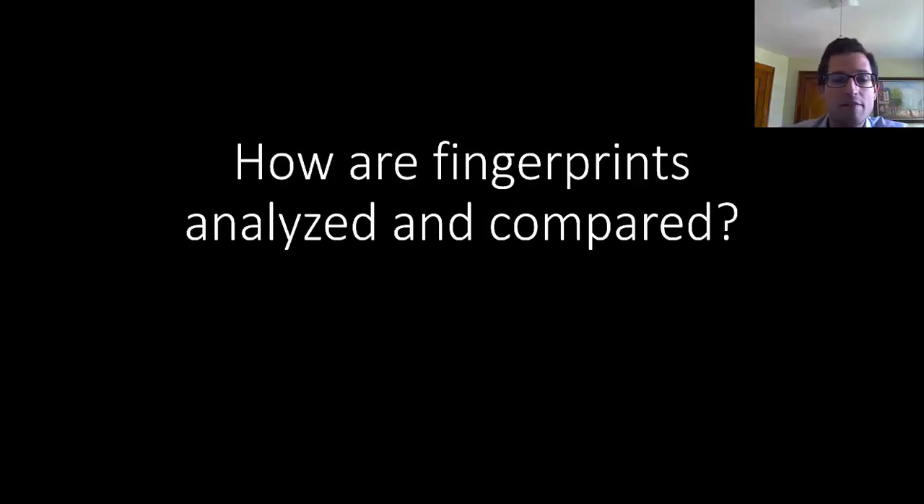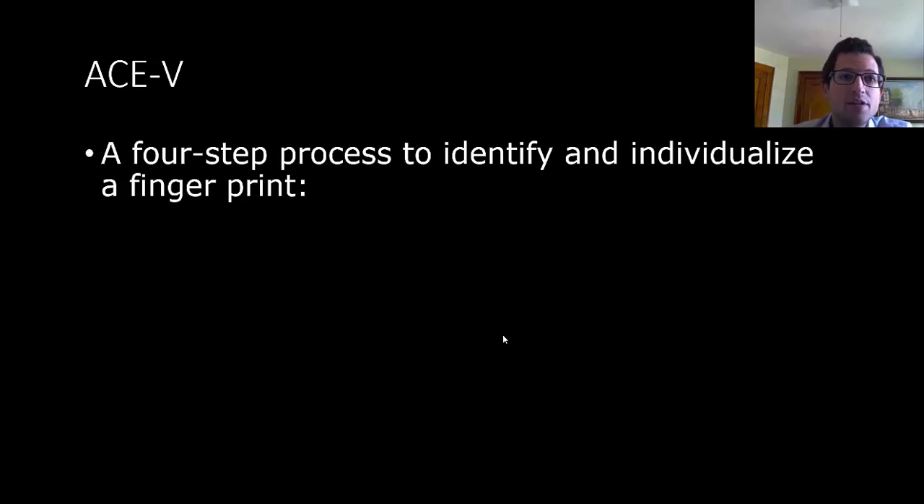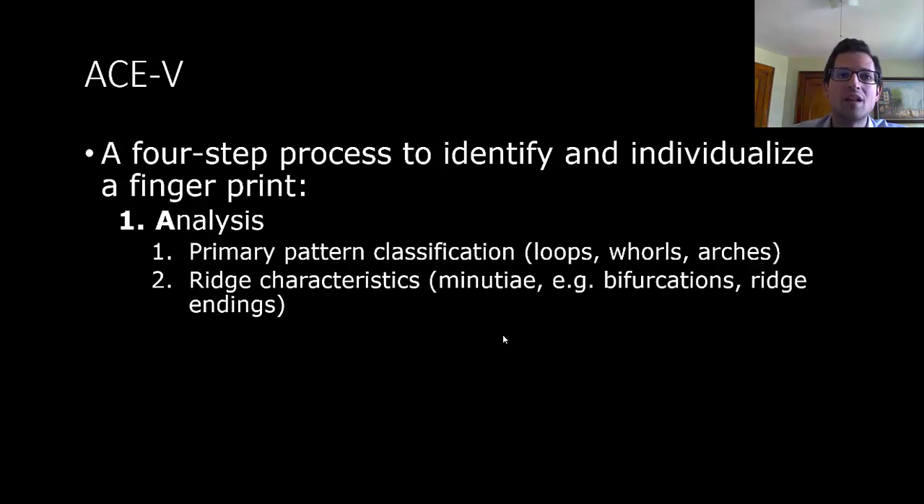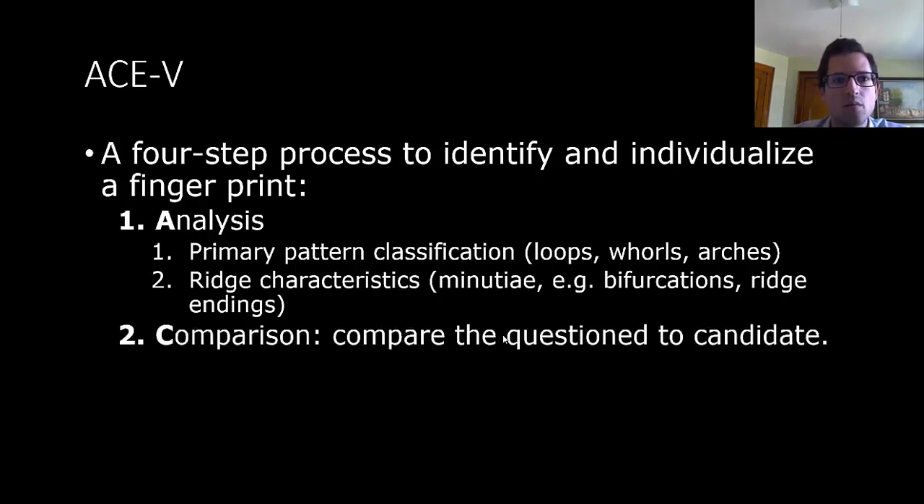So we have AFIS systems for doing these comparisons, but how are fingerprints analyzed and compared? The system we use is called ACE-V, and ACE-V is a 4-step process to identify and individualize a fingerprint. The first step is analysis. This falls into two subdivided processes. First is the primary pattern classification. So this is looking at the very general pattern that we can see in the fingerprint. Those are loops, whorls, and arches. After we've done that, we analyze the ridge characteristics, also called minutiae. These are things like ridge bifurcations and ridge endings, and we'll talk about this in more detail momentarily.